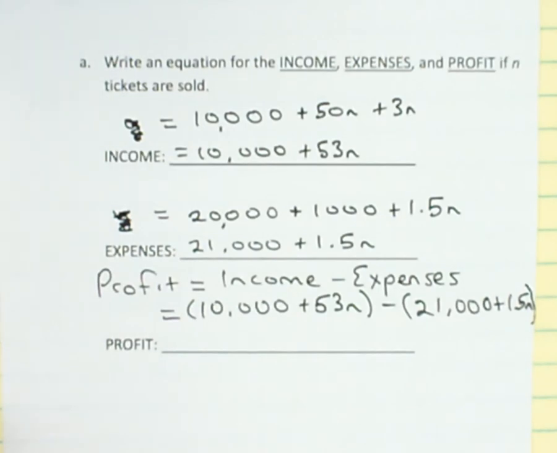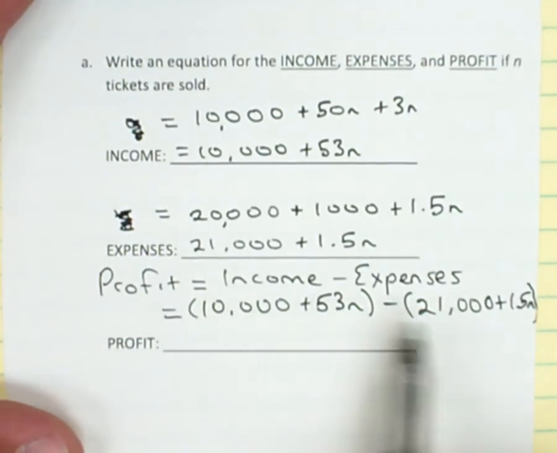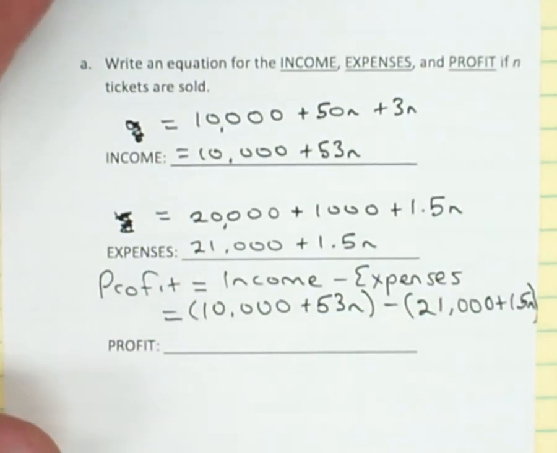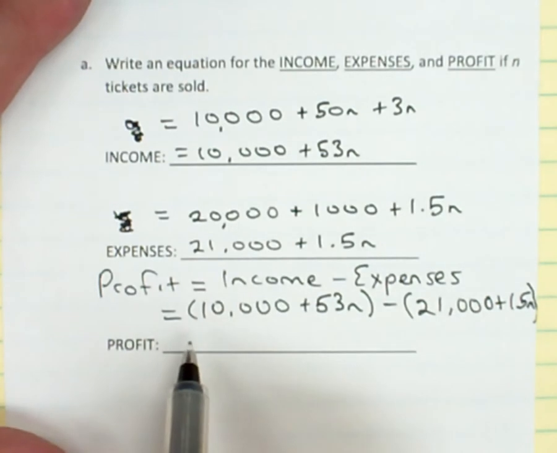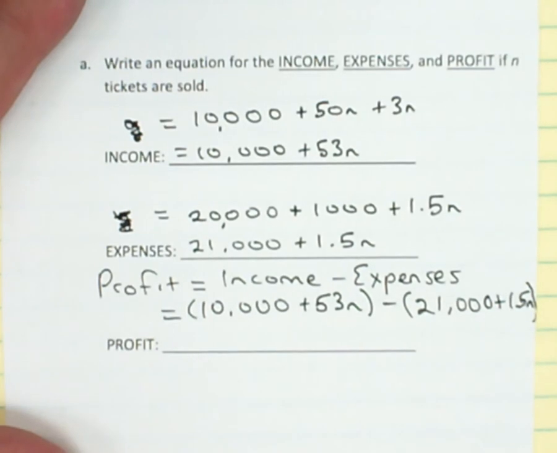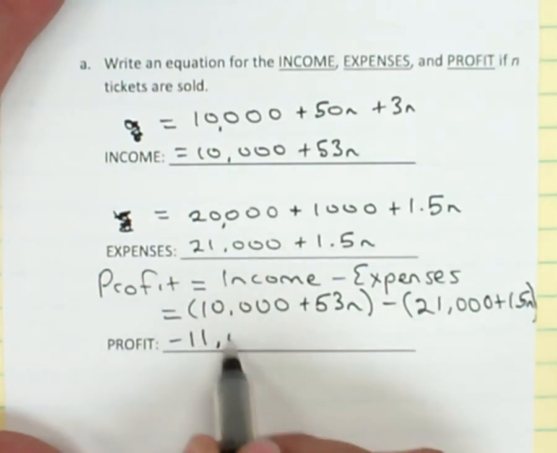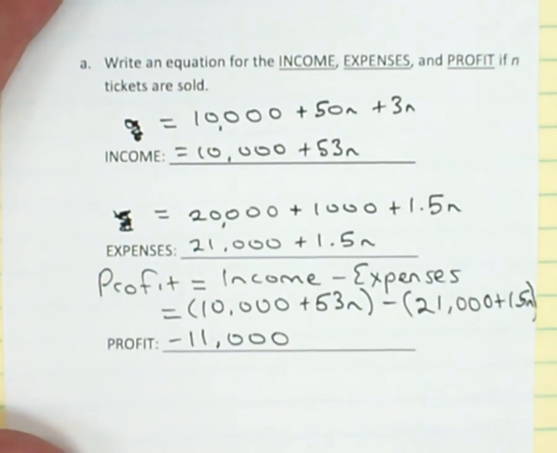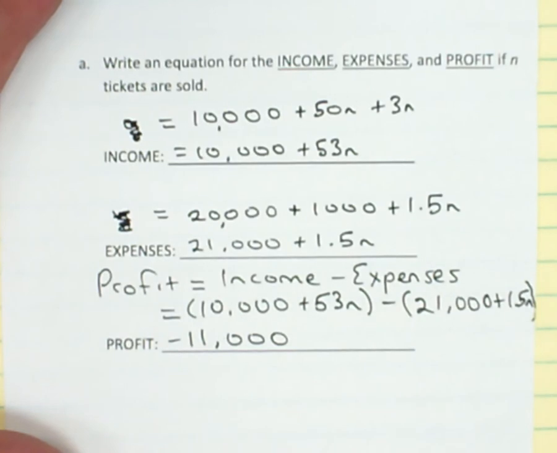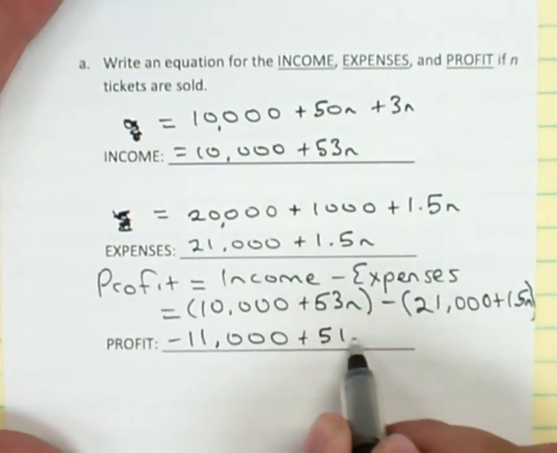Okay? So what combines here? 10,000 minus 21,000. So what's my y-intercept here? Negative 11,000. And what's my profit per ticket? Plus 51.5n.